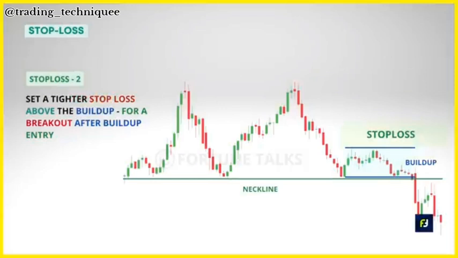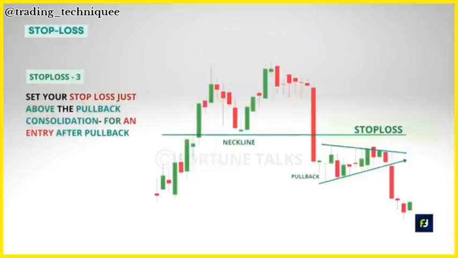Now what if you took a short entry after a build up near the neckline? Then you get the freedom to place a much tighter and hassle-free stop loss, preferably just above the build-up or consolidation, which will boost your reward to risk ratio. Now let's say you missed both these entries and you shorted the market after the prices formed a primary pullback. Then you set your stop loss above the highest price in the group of the pullback candles or just above the neckline if the pullback is formed very close to the neckline.